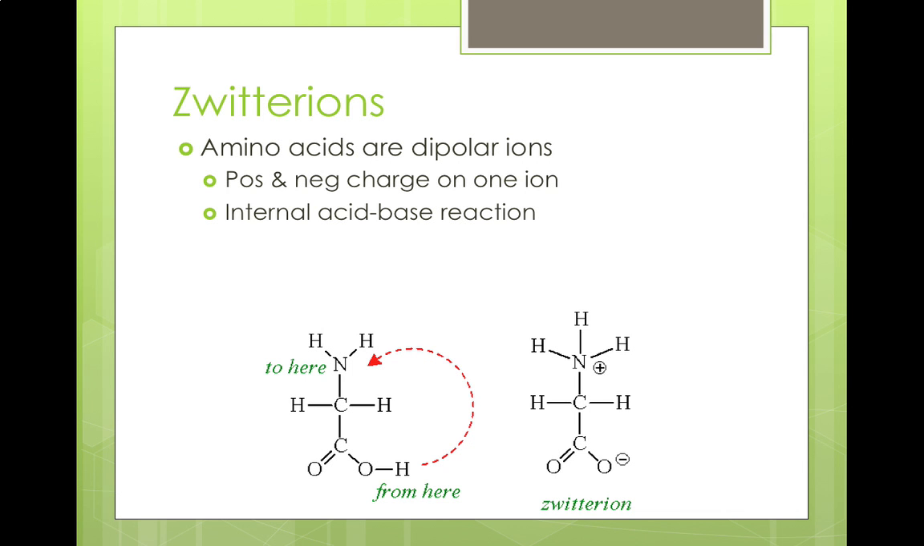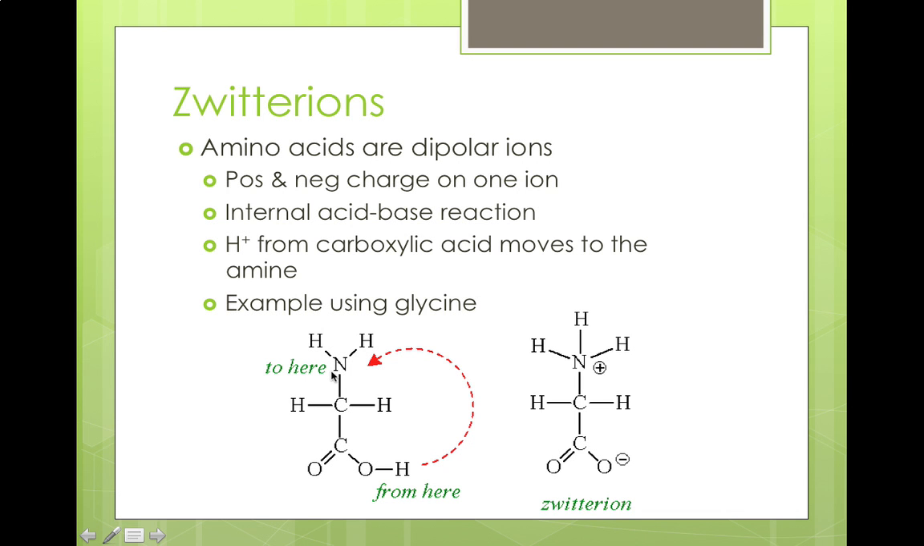We know that acids are proton donors, so I have the carboxylic acid here donating its proton, aka a hydrogen ion, which is one proton, once it's lost its one electron. That one proton moves over to the amine group, and that amine group takes it, so that is a base. So the hydrogen from the carboxylic acid moves to the amine. This is an example using glycine, which is the most basic of all of the amino acids, because the R group here is just another hydrogen.